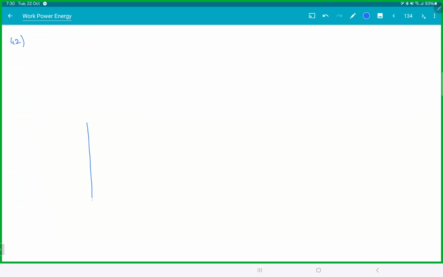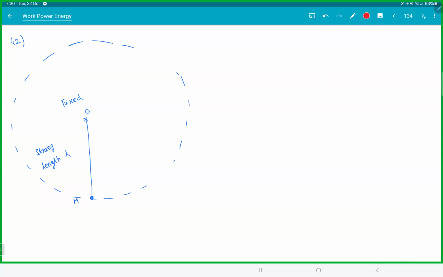Next thing, we have a pendulum here. Let's call this point O. Let this be fixed. This is mass M. This is a string of length L. This would be the vertical circle. It would have gone.